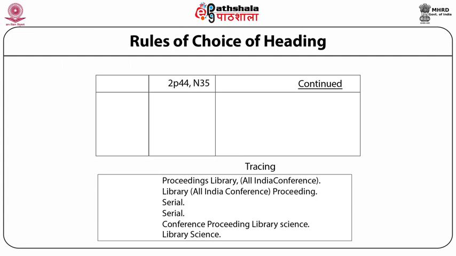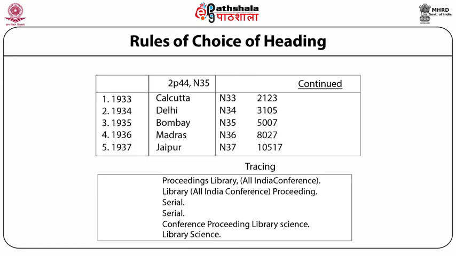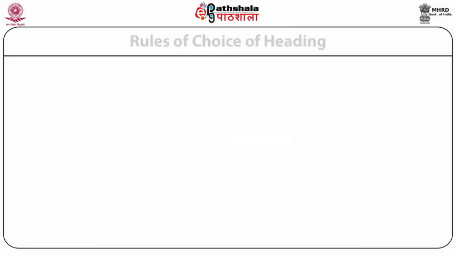For example, first conference was held in 1933. It was held at Calcutta. The book number of this conference is N33. Accession number is 2123, and so on. And this information is recorded on the fresh card on the front side.